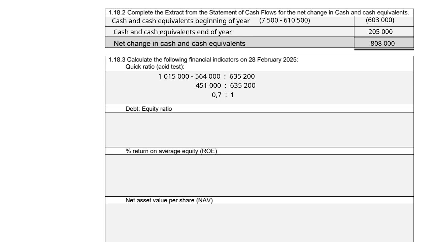The debt equity ratio is your non-current liabilities to your shareholders' equity. So for 2025, our non-current liabilities is 8 million, and our shareholders' equity is 10,050,750. And if we simplify that, it's 0.821.